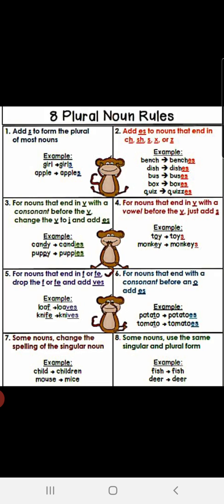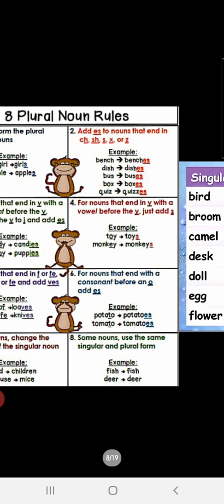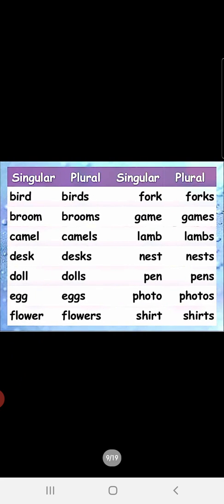Then there are some nouns which are used in the same form in singular as well as plural. Fish is used in singular form as fish and in plural also. Deer, deer. Sheep, sheep. Clear? Okay. Now let us see some examples.